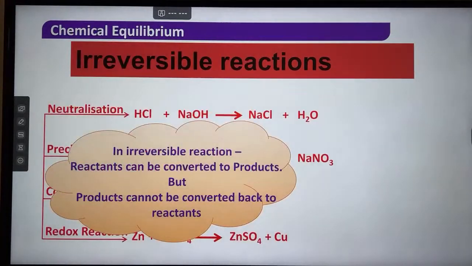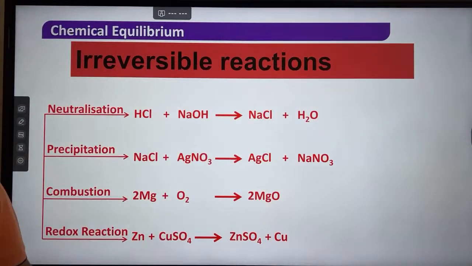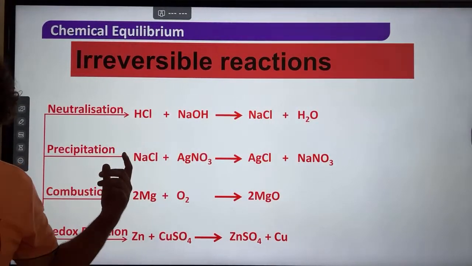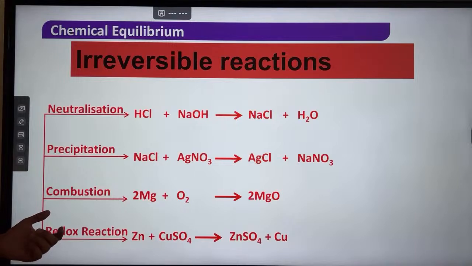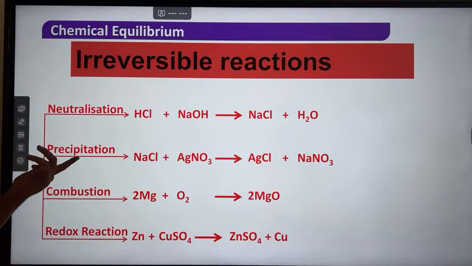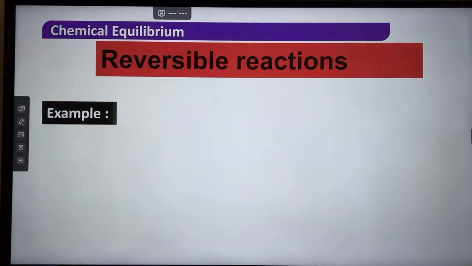ठीक है. I don't know what to write all this stuff. Like you already know this, right? Yes, sir. So just do you want to mention? Yeah, skip. So let's move on to reversible.